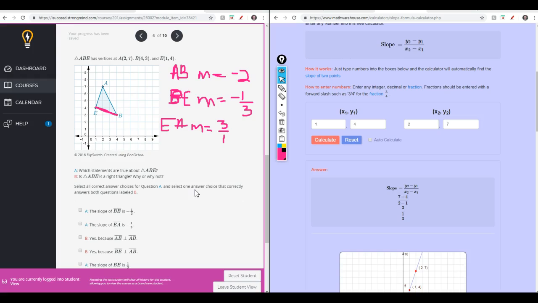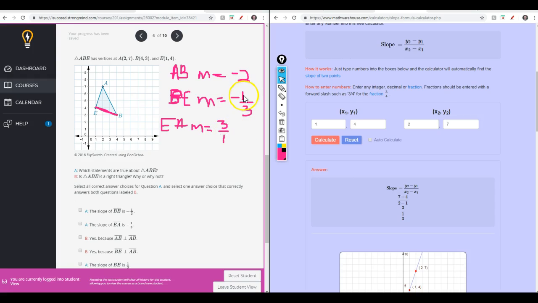So when I'm looking for a right triangle, that means a pair of lines is going to be perpendicular. So I'm going to be looking at the slopes of the lines and look for opposite signs that are perpendicular. So I'm noticing that segment AB's slope is negative and segment BE's slope is negative. Since they're both negative, they're not even meeting the first requirement for being perpendicular. So then segment BE's slope is negative and segment EA's slope is positive. That's the first requirement, opposite signs.